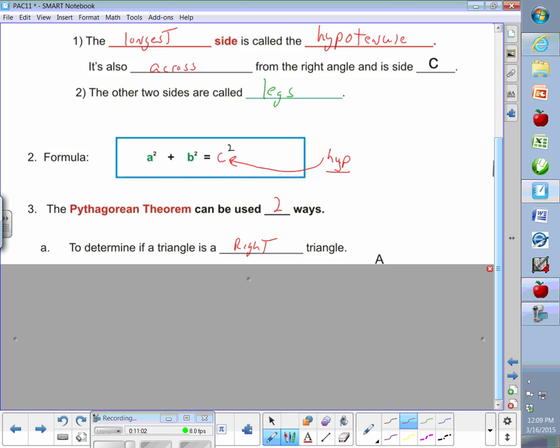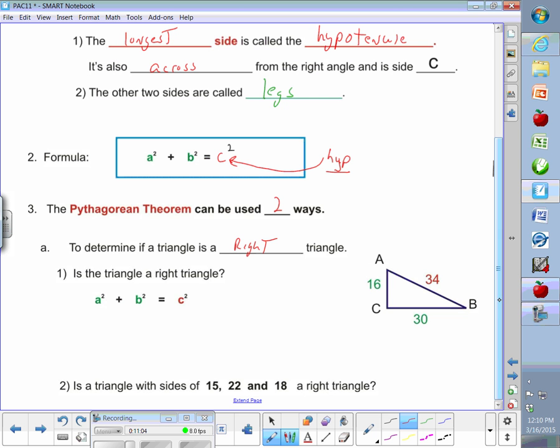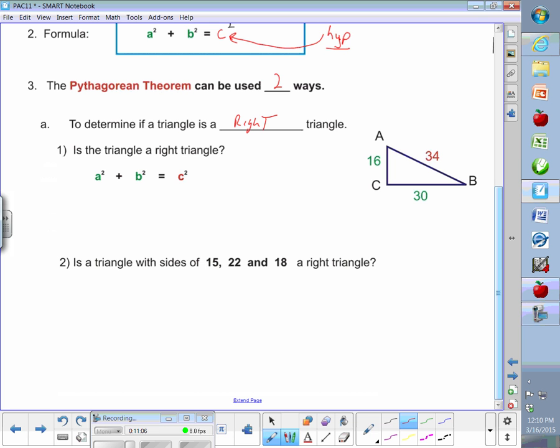Well, we can use the Pythagorean theorem to verify if a triangle is a right triangle. So we have two examples. Here's our first example. We've got triangle ABC. And we don't know it's a right triangle. It looks like it, doesn't it? Looks like a right triangle, but looks can be deceiving. Hey, that angle C could be 89.1 degrees. Close, but would it be a right triangle? No. It could be 90.003 degrees. Still wouldn't be a right triangle. But the Pythagorean theorem will tell us whether or not it's a right triangle.